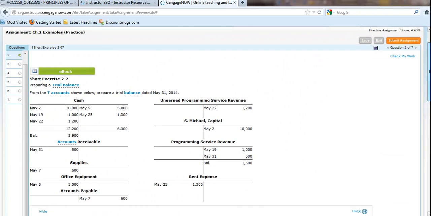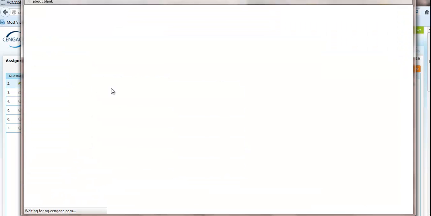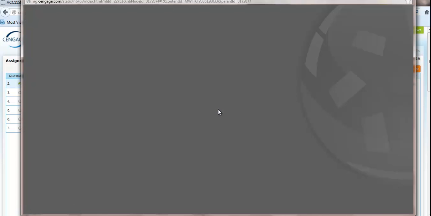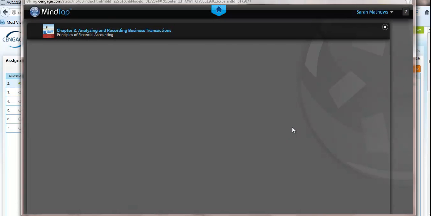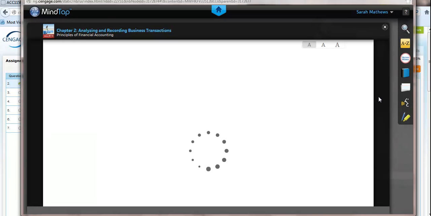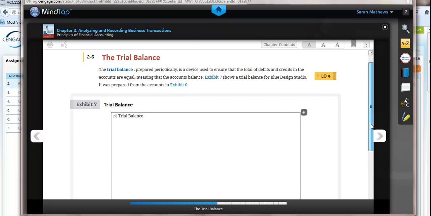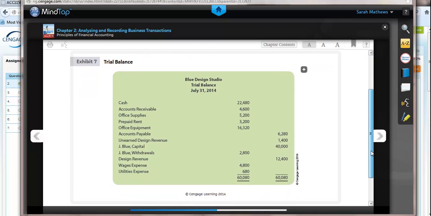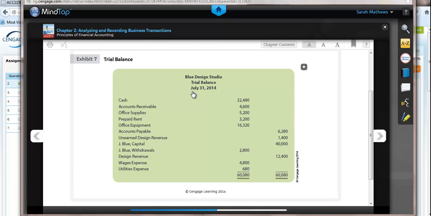Before we start, I also want to show you the ebook function. Many of you probably have a hardback book, but you can also use the ebook to look at page numbers, and it brings you exactly to the point in the book that you need to help you complete the assignments. This pulls up an example of a trial balance, the same example that you have in your textbook. It is for July 31st only, so these are the balances in all these accounts on July 31st.